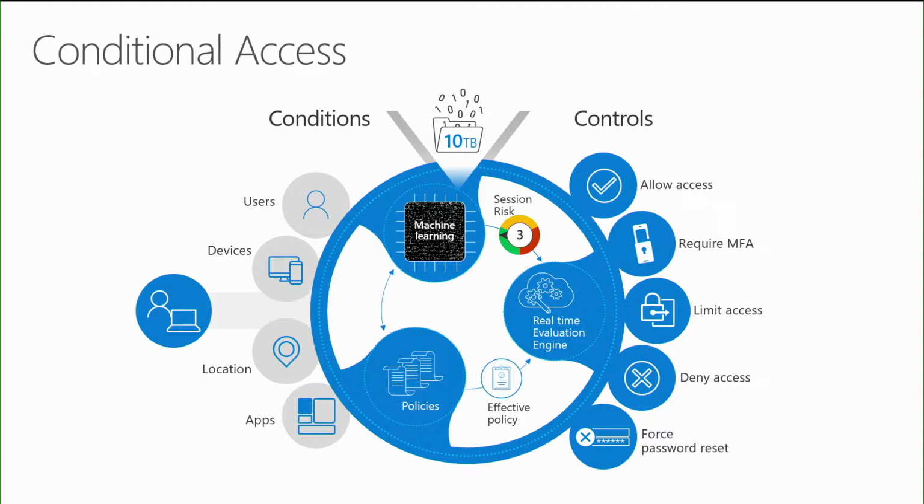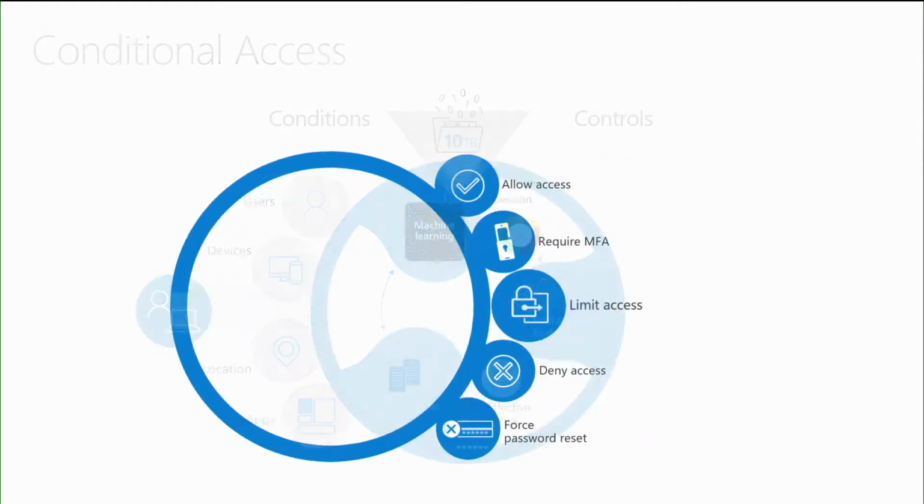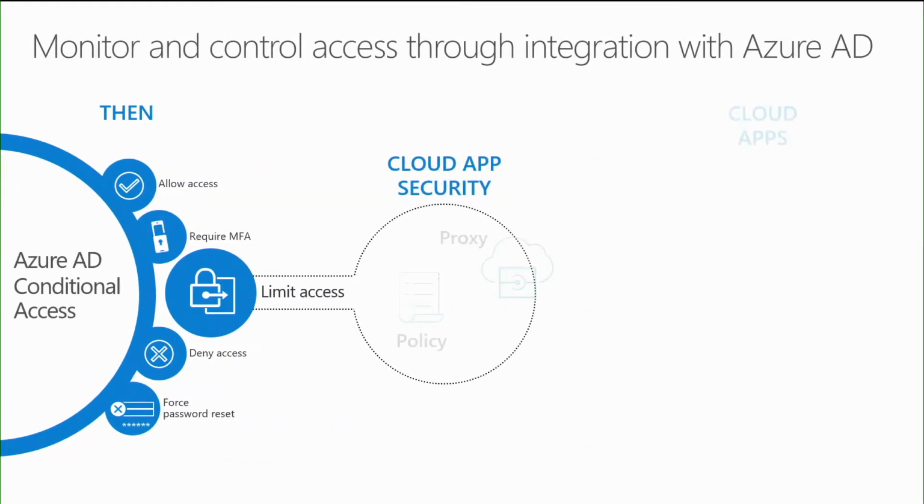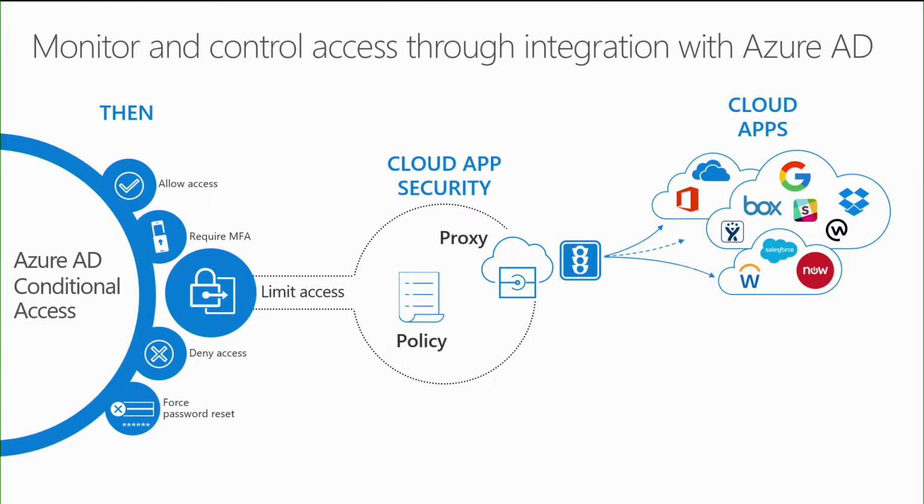We recently also added a new control, limiting access. Through integration of Azure Active Directory and Microsoft Cloud App Security, we can limit access to cloud applications. Azure Active Directory also helps you to limit access to SharePoint. So what does this mean? If a user is, let's say, coming from an unmanaged device, we may not let them download a sensitive file to that specific device.